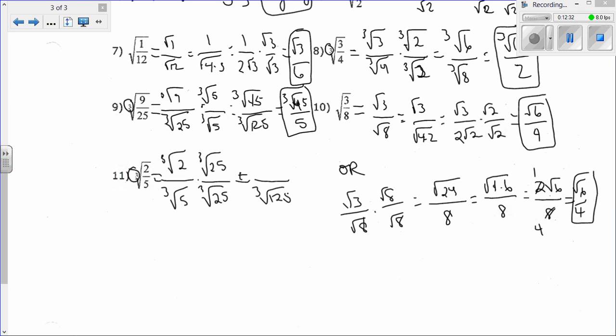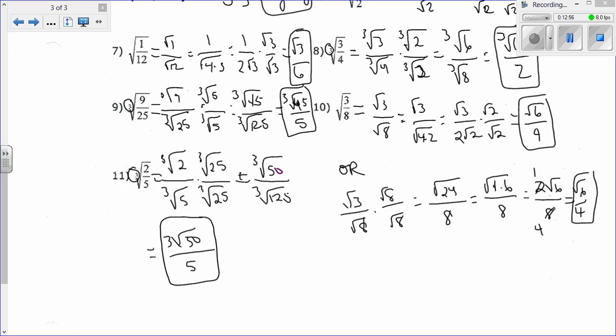My numerator becomes the cube root of 50. And 50 can't be simplified, so it just stays the cube root of 50. And my denominator becomes 5. I cannot divide that 5 and that 50 because the 50 is under the radical and the 5 is not.